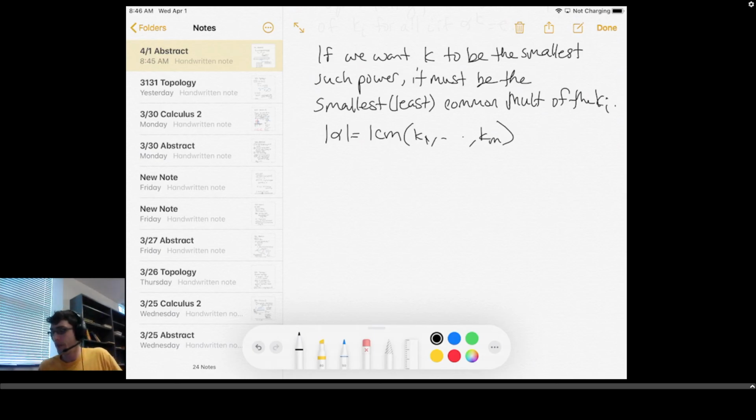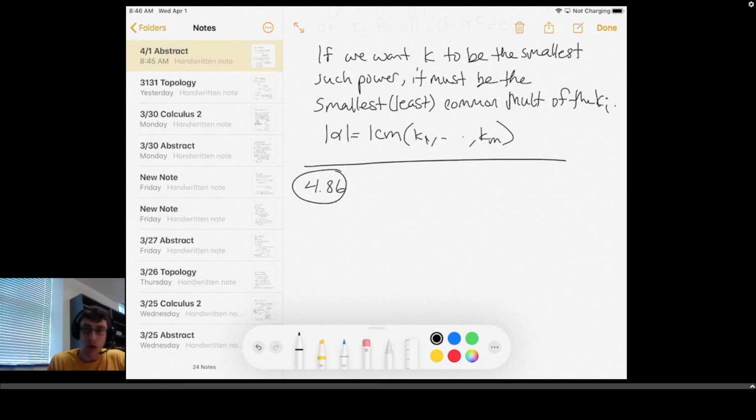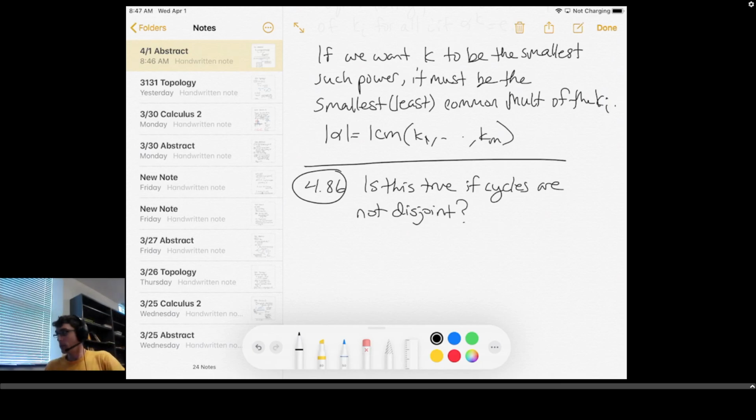Okay. Well, a natural question after that would be, well, we used disjoint there. Is this true if cycles are not disjoint? Okay, I see a no. Do we have a counterexample? So I agree.